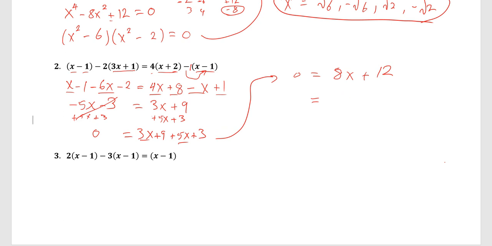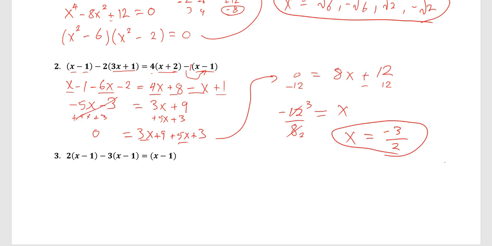Or x equals, so I can subtract 12 from both sides, right? And then divide by 8, so x equals minus 12 over 8, right? Which is also equal to, divided by 4 is 2, divided by 4 is 3, so x is equal to minus 3 halves. Okay, and that's my result.